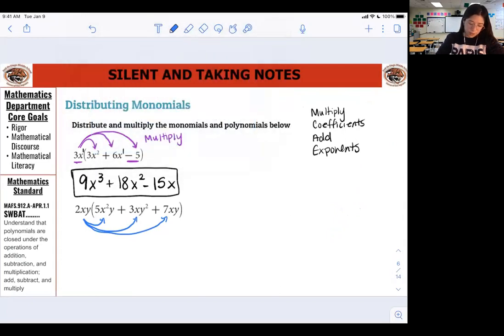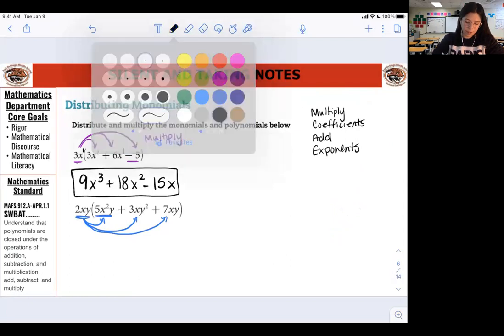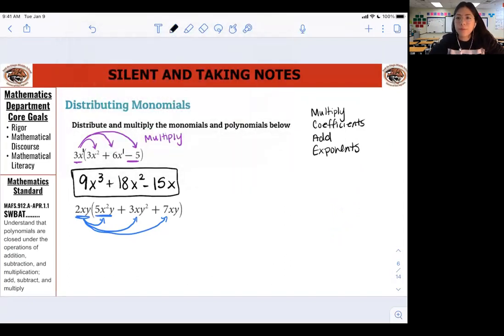Okay, first pair of numbers. So 2xy times 5xy squared. I'm seeing some really good answers in the chat. Oh, I'm sorry, guys. My neighbor is drilling into the roof. I don't know what's going on.